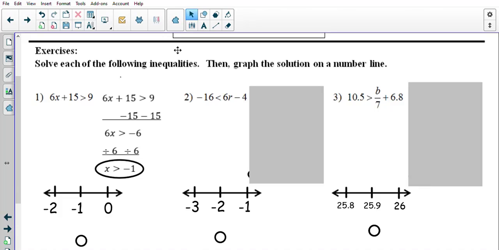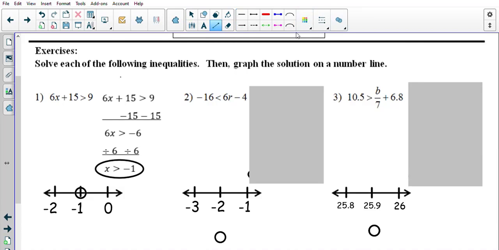Now, we do want to graph this on the number line. Keep in mind, we want to have 3 numbers on our number line. We've got negative 1 in the middle. Negative 2 is smaller, to the left. 0 is bigger, to the right. And we'll have an open circle because it's not equal to, it's greater than. And we are going to shade to the right since it's the greater than symbol. Numbers that are greater than are going to be to the right.